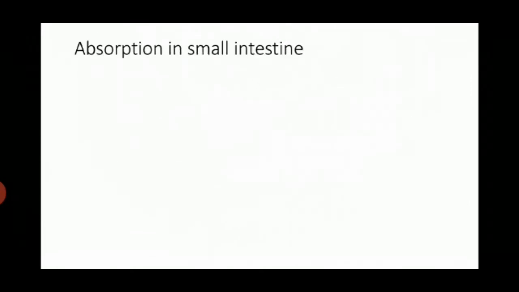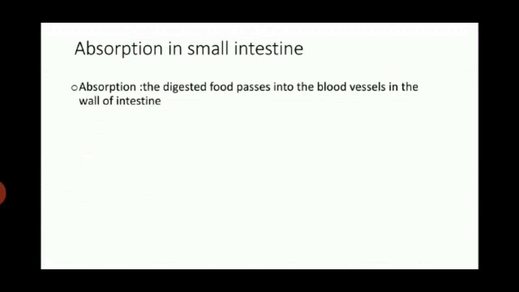Absorption in small intestine. See, absorption. First of all, the definition of absorption. The digested food passes into the blood vessels in the wall of the intestine. So the wall of the intestine will now take inside, will absorb inside, the digested food materials.